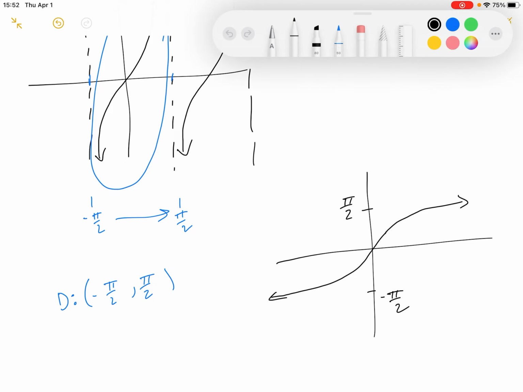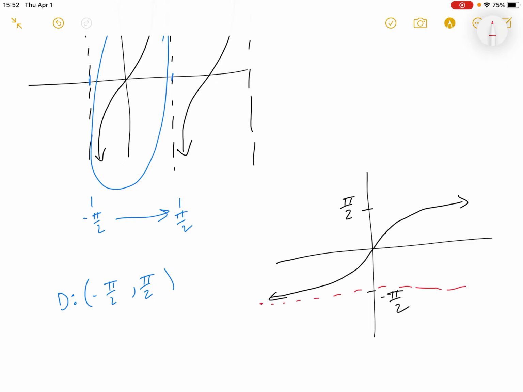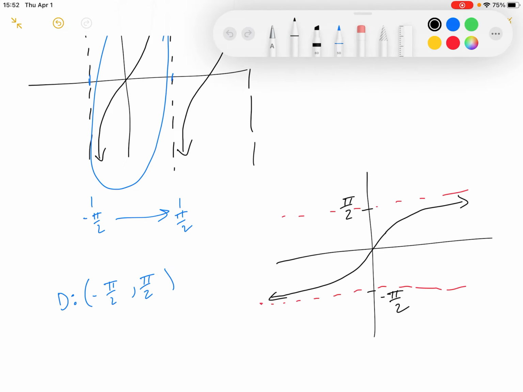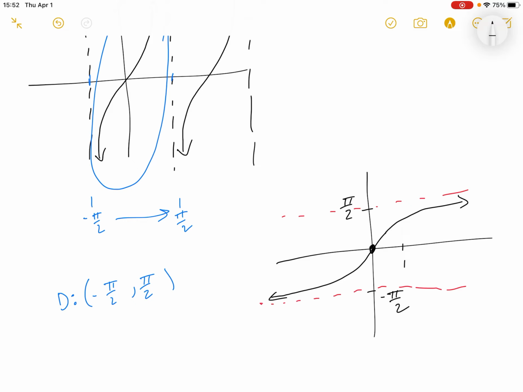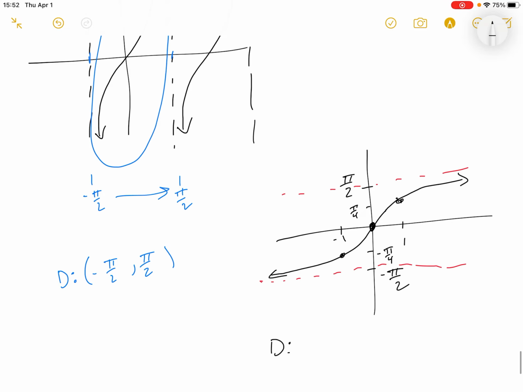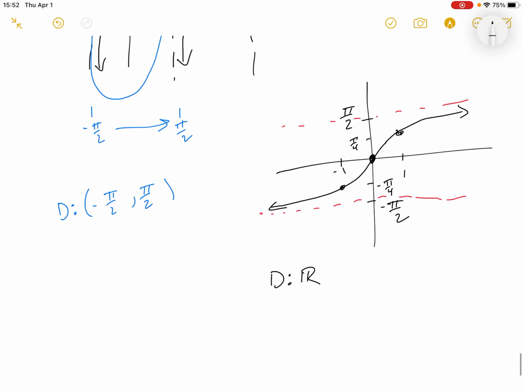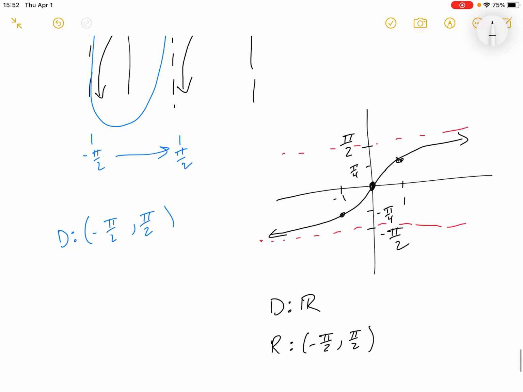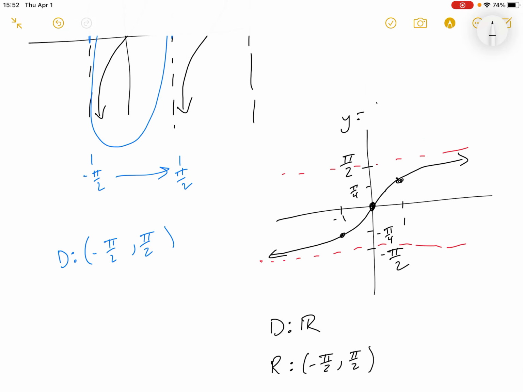So these are horizontal asymptotes for tangent inverse. It goes through the point 0, 0. At 1, it equals π/4, because that's a point on a regular tangent. And at -1, it equals -π/4. So for this graph, we actually have an infinite domain. It's all real numbers because it can keep going in all directions, but the range is limited from -π/2 to +π/2.